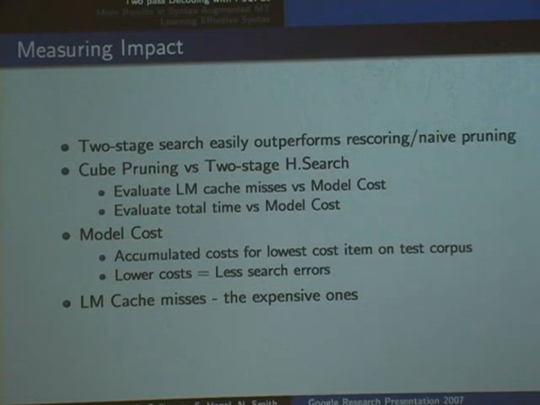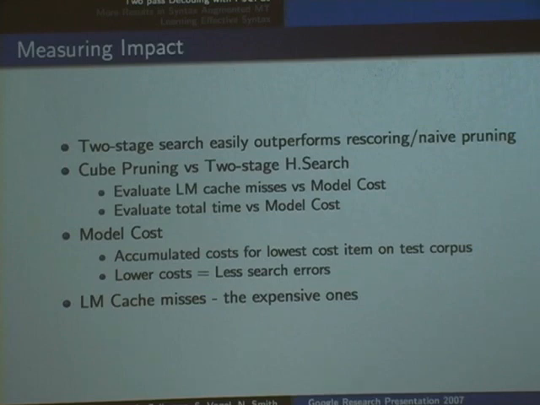Q-pruning should be the baseline that we compare against. So the alternative single pass approach is basically saying, let me explore up to k at each step. And how do we do this? What we want to do is evaluate a couple things. How many times are we asking for novel language model probabilities from the language model? And compare that versus model cost.